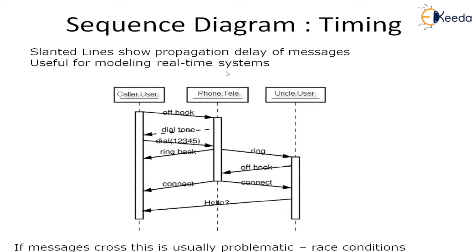This is another sequence diagram. It is showing the timings. Suppose the timings are delayed. If the timings are delayed, then instead of horizontal straight lines, we can give some slanted lines. So slanted lines show propagation delay of messages, useful for modeling real-time systems. So whenever you are expecting, in your analysis or in the design, that there could be delay, you can give the slanted lines.